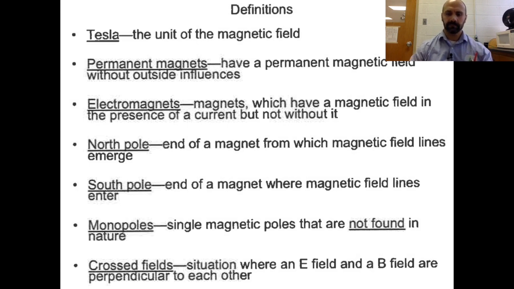Permanent magnets have a permanent magnetic field. Electromagnets can be magnetized if you run an electric current across them. The North Pole is the end from which the field lines emerge. The South Pole is the place where the field lines go to. Monopoles, we talked about. Crossed fields, that's where you have an electric field and a magnetic field perpendicular to each other. Like, for example, light. Light is an electromagnetic wave.